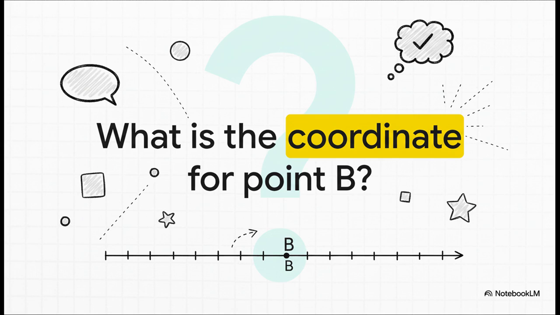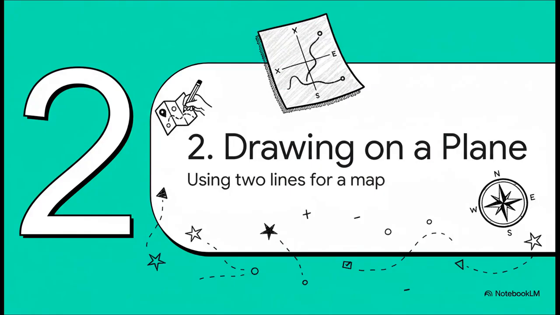Did you say 4? If you did, you're absolutely right. We write it as B(4). See, you're already a pro at this. That was pretty easy, right?